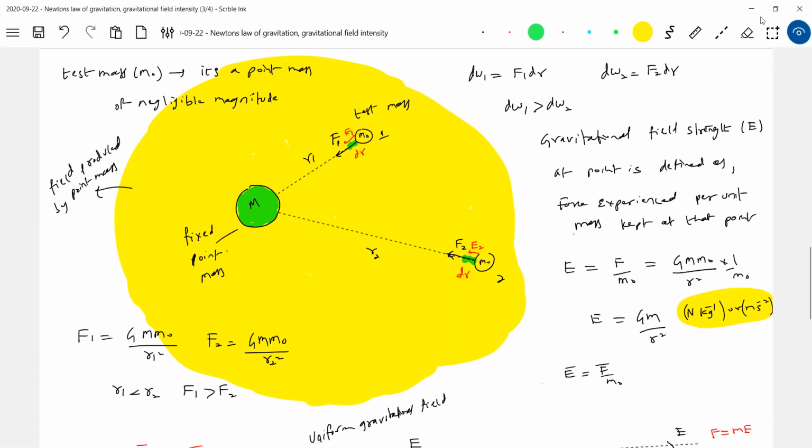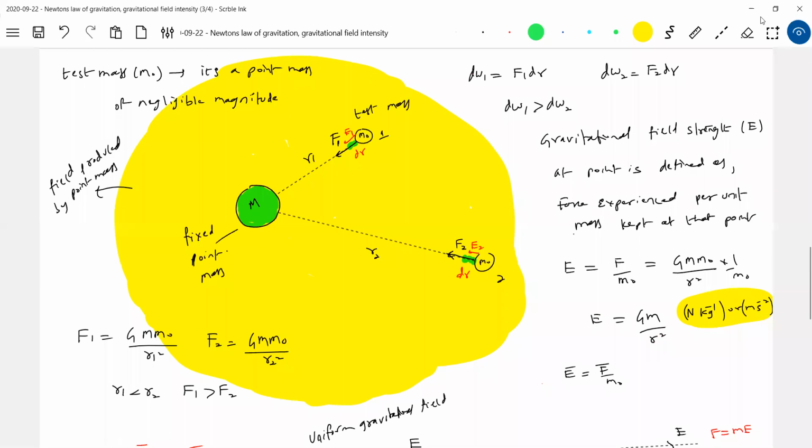Okay, let's do one thing. Where will the field be zero? At r equal to infinity. So for a point mass, till where will the field be present? Almost till infinity, because the field is zero only at r equal to infinity. So this point mass will produce its field till infinity.